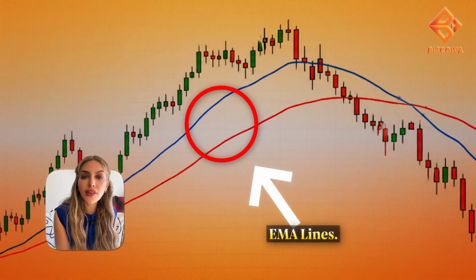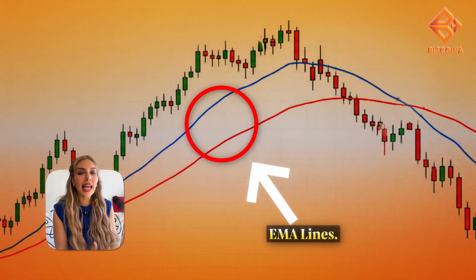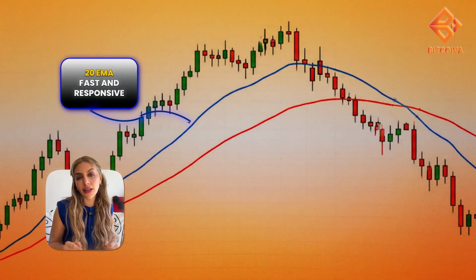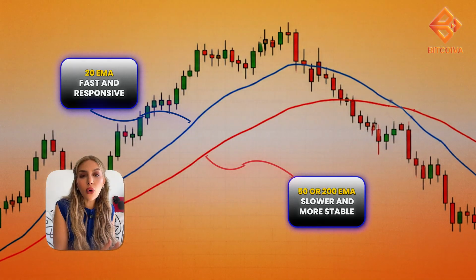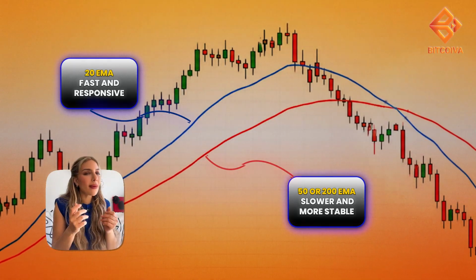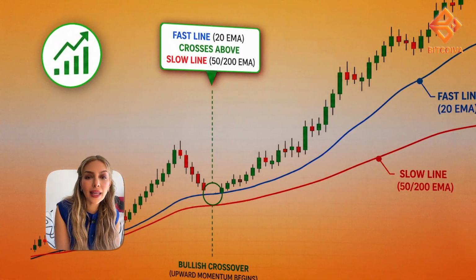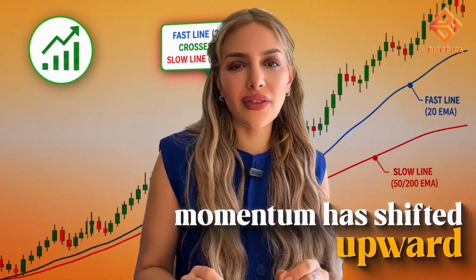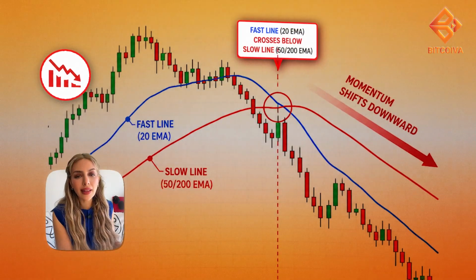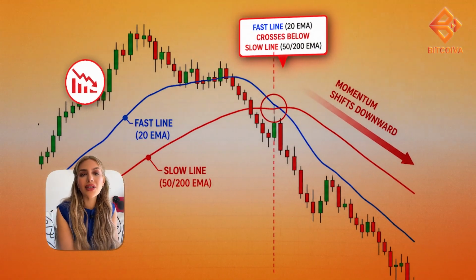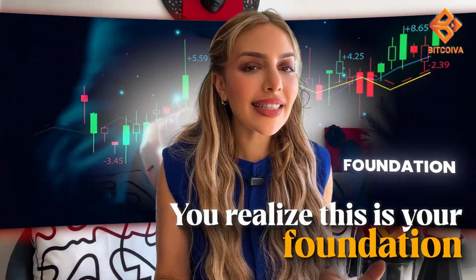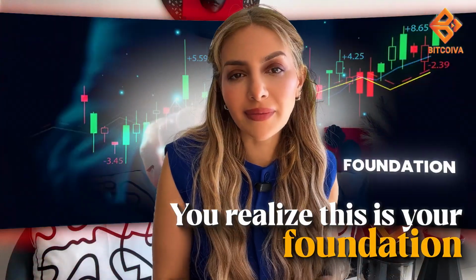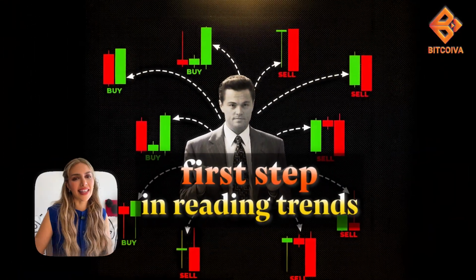Then you refine your view. You add two lines, a 20 MA, fast and responsive, and a 50 or 200 MA, slower and more stable. When the fast line moves above the slow one, it's like momentum has shifted upward. When it crosses below, the market quietly turns bearish. You realize this is your foundation, the first step in reading trends.